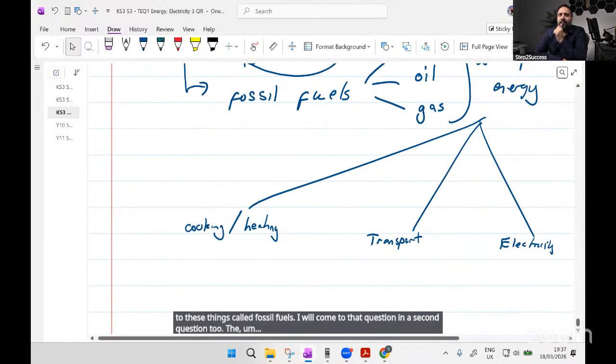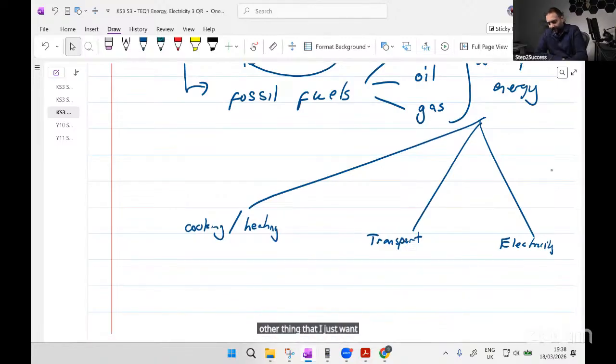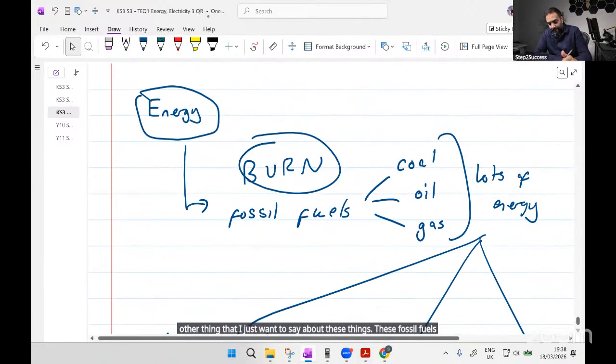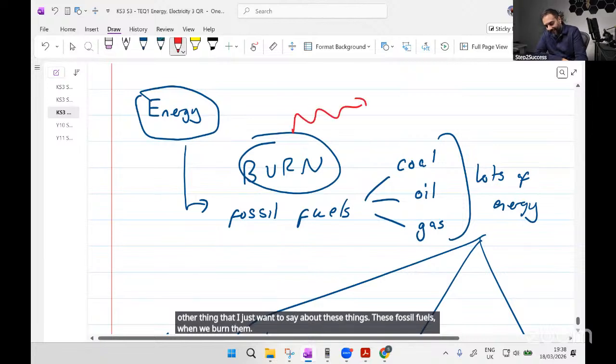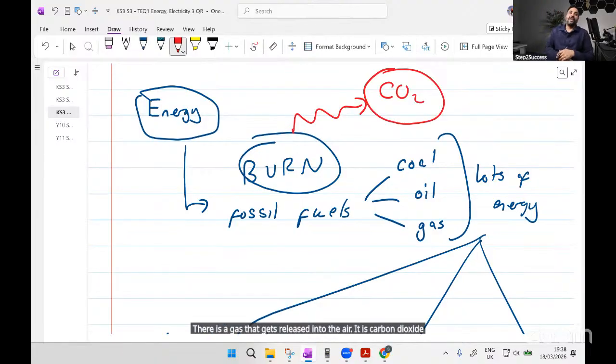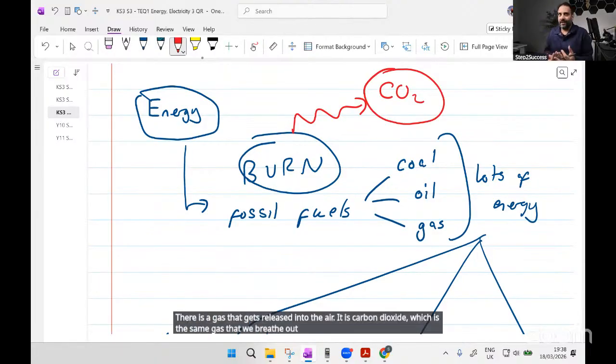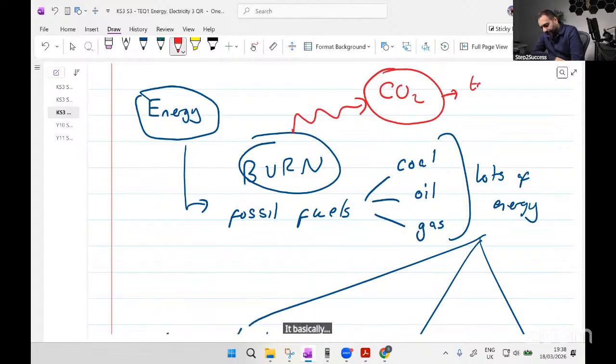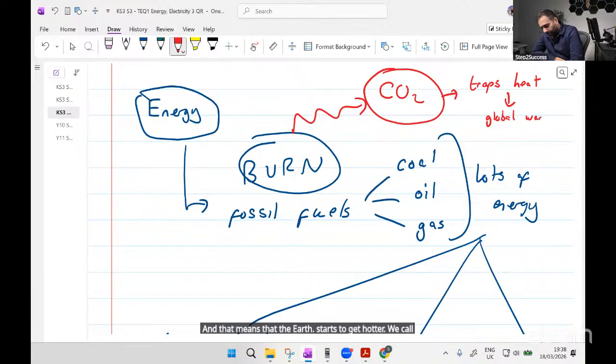The other thing that I just want to say about these fossil fuels is that when we burn them, a gas gets released into the air. It is carbon dioxide, which is the same gas that we breathe out, but a lot of it gets released when we burn fossil fuels. And the problem with carbon dioxide is, very simply put, it basically traps heat. And that means that the Earth starts to get hotter. We call that global warming.